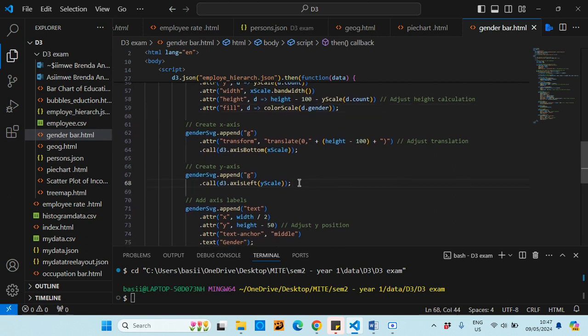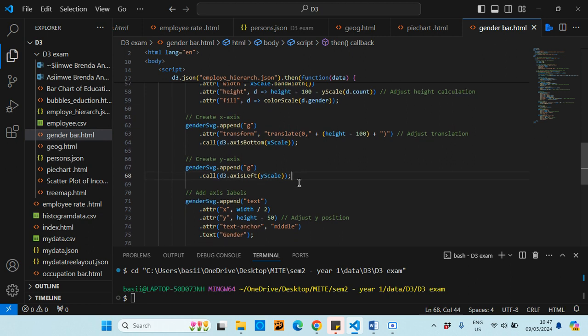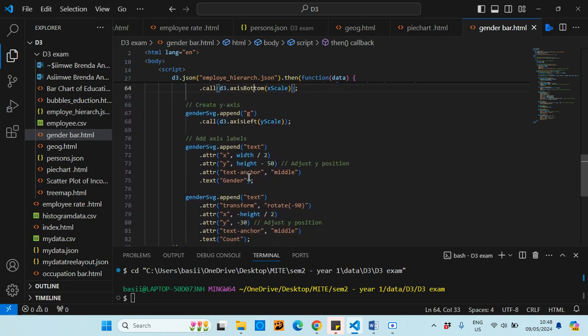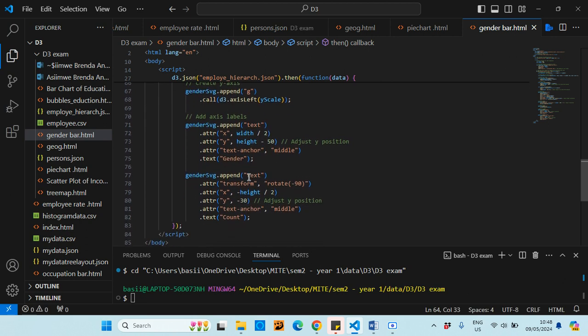We also have the y axis. The x axis is at the bottom of the scale, and then the y axis is at the left side. We put the axis on the left hand side. Then after that we create labels for them, otherwise we can't just put the axes without labels.